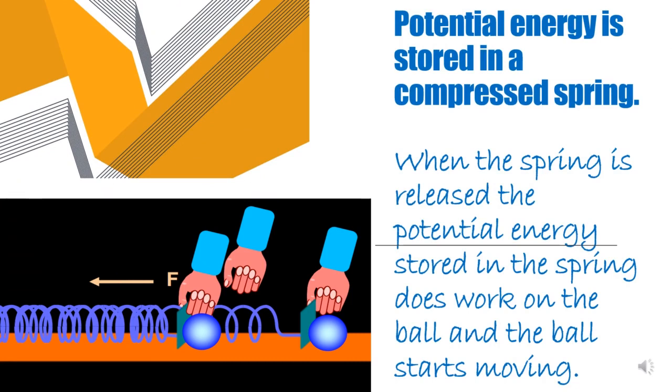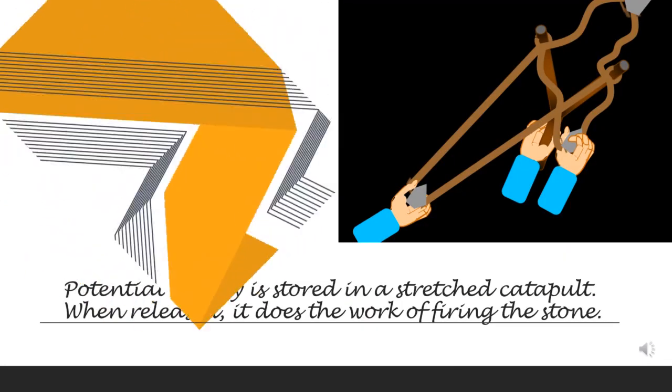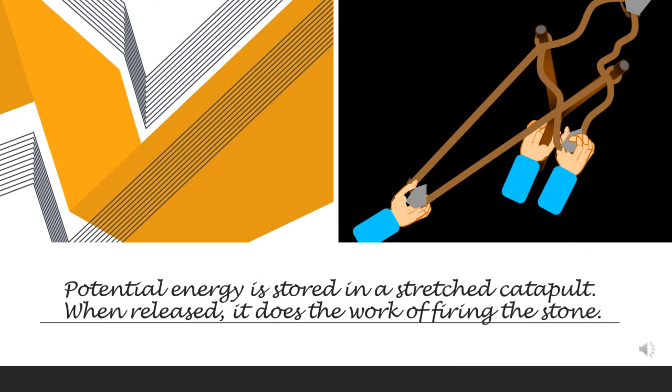Potential energy is also stored in the compressed spring. Yes, when you stretch a spring or release the spring, you will see that the energy is being stored. Energy is also stored when you stretch a rubber band or release the rubber band. Potential energy is also stored in a stretched catapult. When released, it does the work of firing the stone.